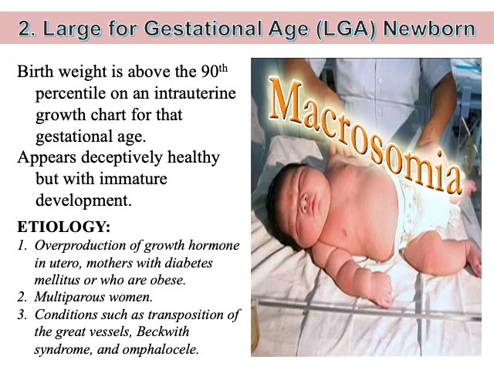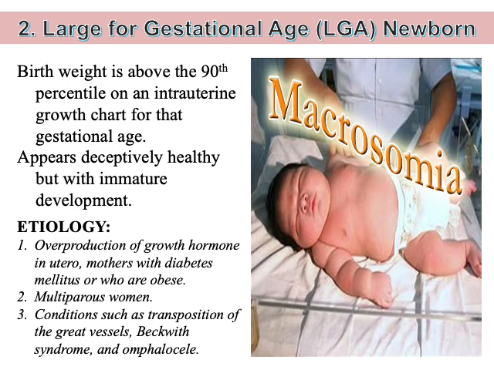What are the possible etiologies? First, LGA often happens to women who are diabetic or are obese. Fetuses of these women have been subjected to overproduction of growth hormone in utero. Hence, the babies develop extreme macrosomia. Second are multiparous women. With each succeeding pregnancy, babies tend to grow larger.